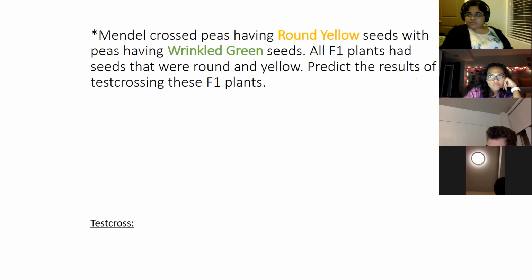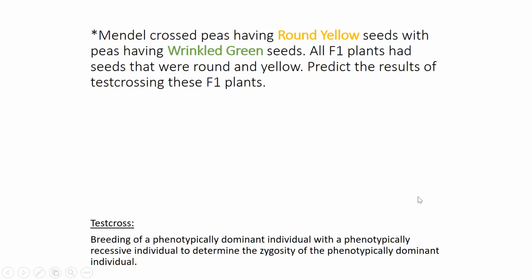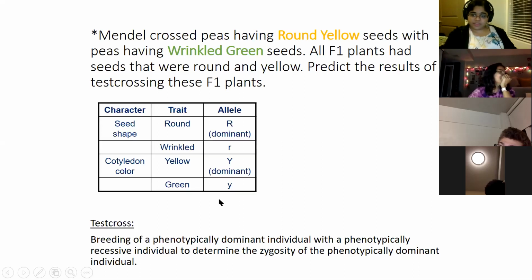So this is a question that involves these crosses. Mendel crossed peas having round yellow seeds with peas having wrinkled green seeds. All F1 plants had seeds that were round and yellow. Predict the results of test crossing these F1 plants. So, okay, what do we know from this question?